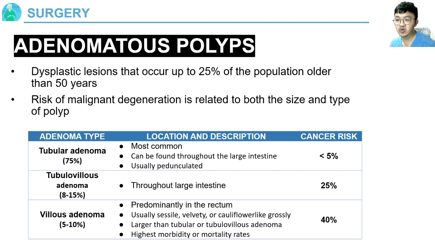Again, tubular adenoma, most common, can be found throughout the large intestine and is usually pedunculated. It has a stalk. Tubulovillous adenoma is found throughout the large intestine, and villous adenoma again is least common but has the highest morbidity or mortality rates. Again, how do we remember this? Villous sounds like villainous. So villous, villainous, villain, villous adenoma, most cancer risk, least common.